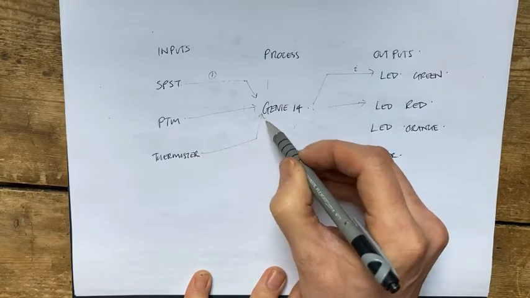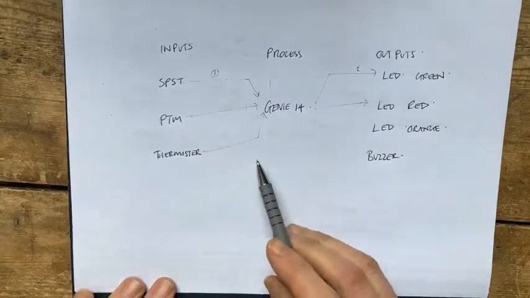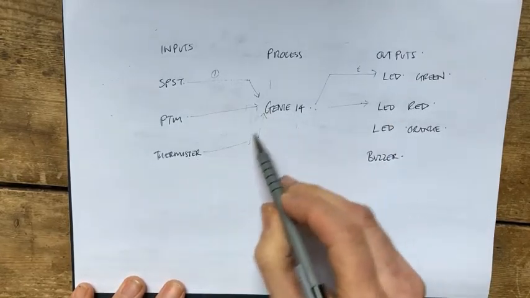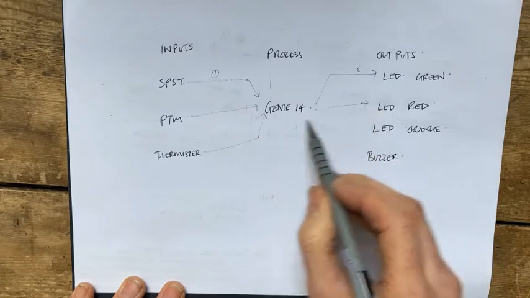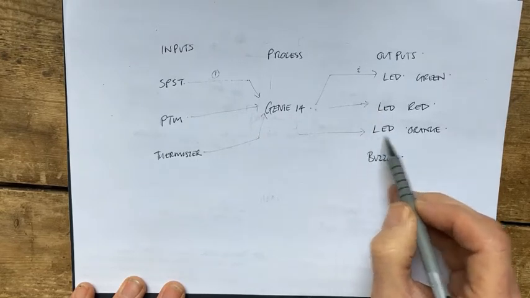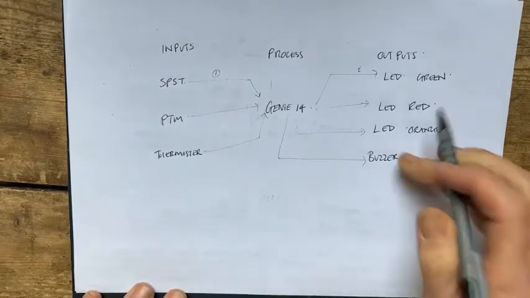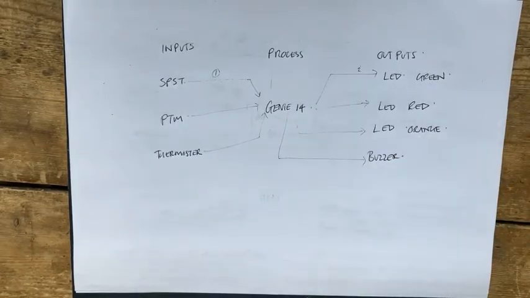Genie waits to receive a signal. If the signal is really high, red light comes on. The signal goes down. It turns that off, doesn't it? And then the orange one will come on. If it goes down again, it would turn that one off, and then the buzzer would sound.